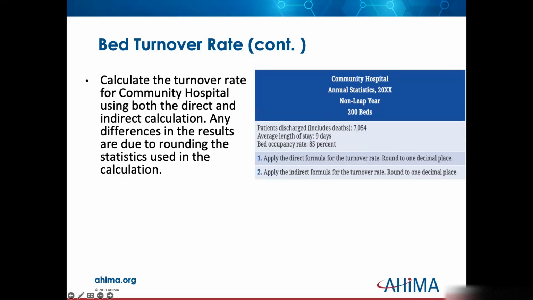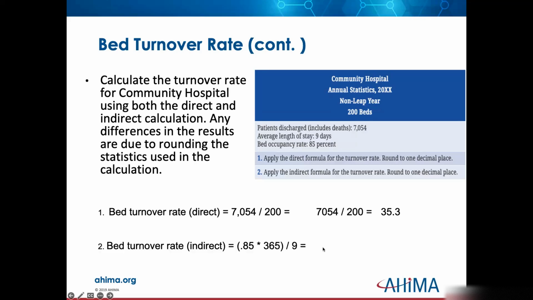So you have our bed turnover rate. We're doing the direct formula first. We have the number of discharges, 7,054, including deaths, for the period divided by the average bed count during that same period, which was 200. You can see the 200 right here, right? 200 beds. We end up with 7,054 divided by 200, which is 35.3. Now that was the direct formula.